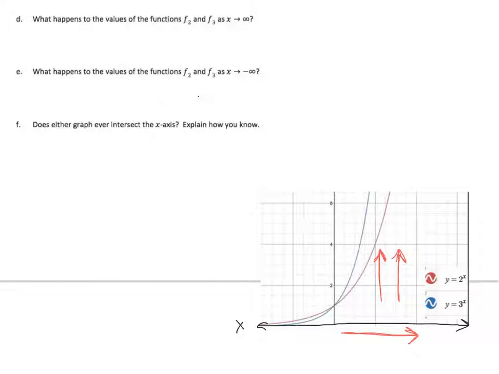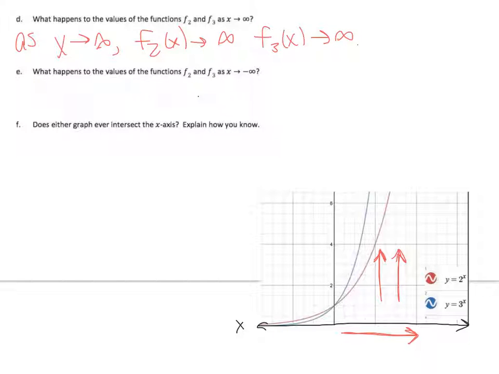Cool, so let's write that down. And it's pretty fancy how we write it. As x approaches infinity, f2 of x approaches infinity, that's the y value, and f3 of x also approaches infinity. What happens to the values of function f2 and f3 as x approaches negative infinity?